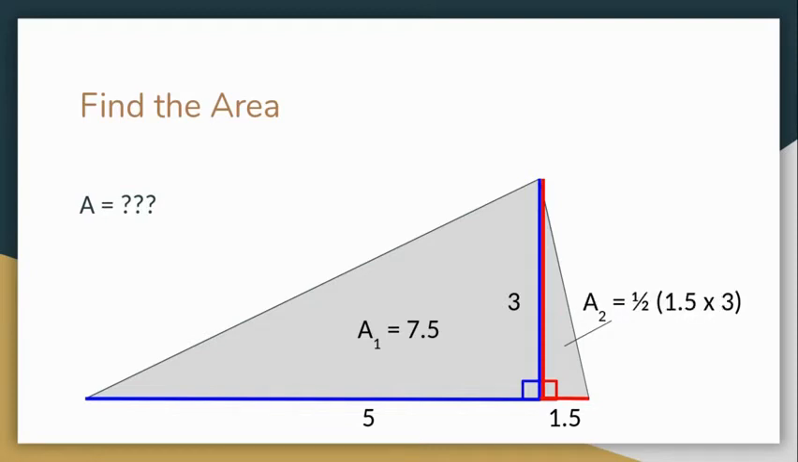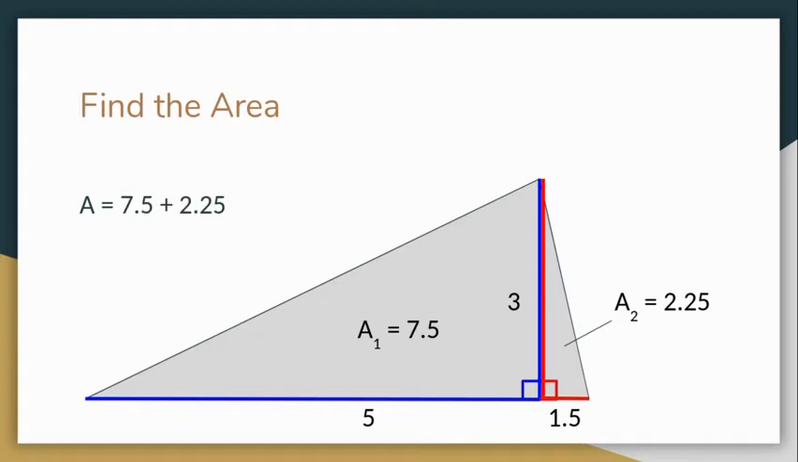Substitute these numbers into our formula. Find the area of the red triangle by solving the equation. 1 5/10 times 3 equals 4 5/10. Half of 4 5/10 is 2 25/100. The area of the second triangle is 2 25/100 square units.